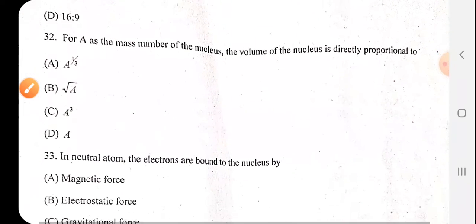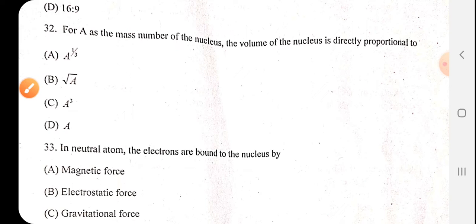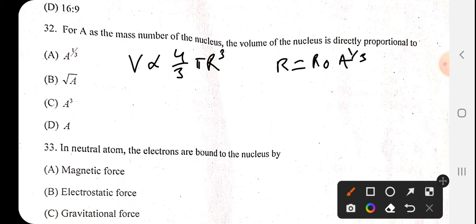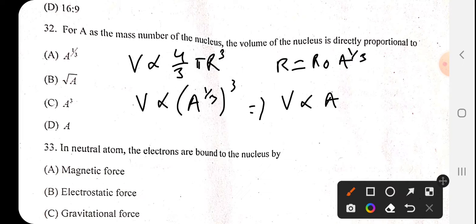Next, come to question number 32. The question is: for A being the atomic mass number of the nucleus, the volume of the nucleus is directly proportional to what? According to the question, we know that volume equals 4/3 pi r cube, and r equals r naught A to the power 1/3. So volume is proportional to A to the power 1/3 whole cube, that means the volume is proportional to A. So option D will be the right answer.